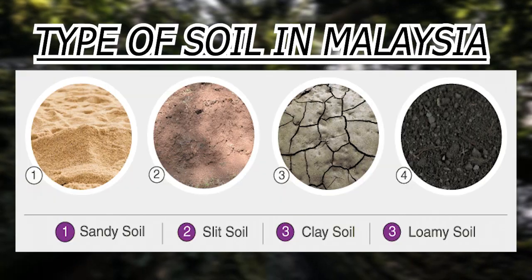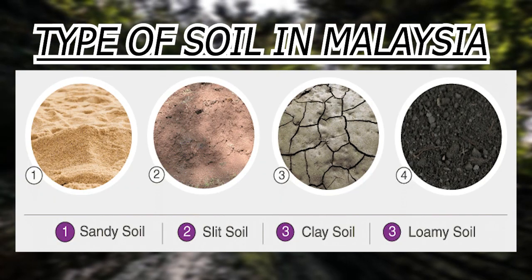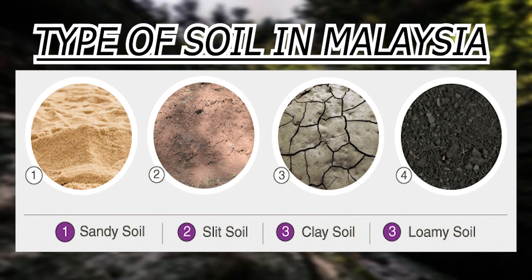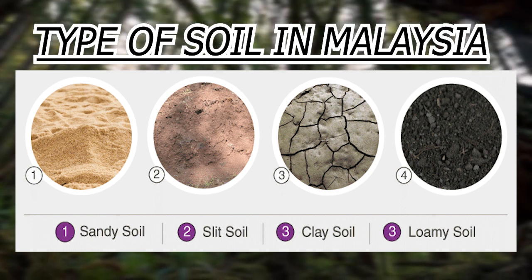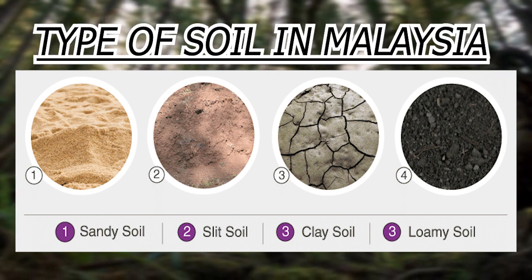There are 4 types of soil in Malaysia. As you can see, the first one would be sandy soil, the second one would be silt soil, the third one will be clay soil, and the last one would be loamy soil. Now we know what soil condition is all about. Let's jump straight into the 3 types of soil that I can find and recognize in my area.